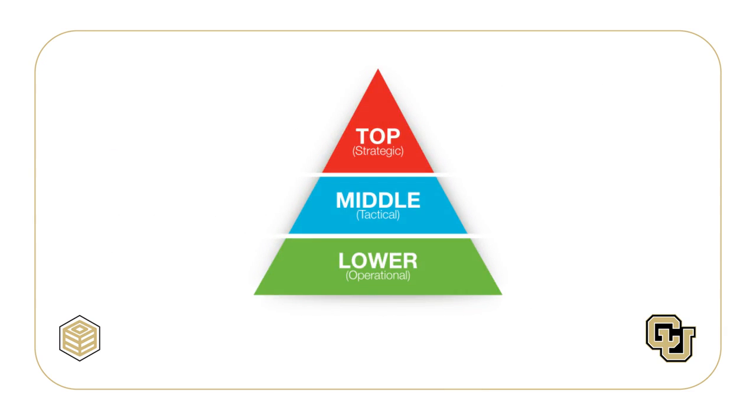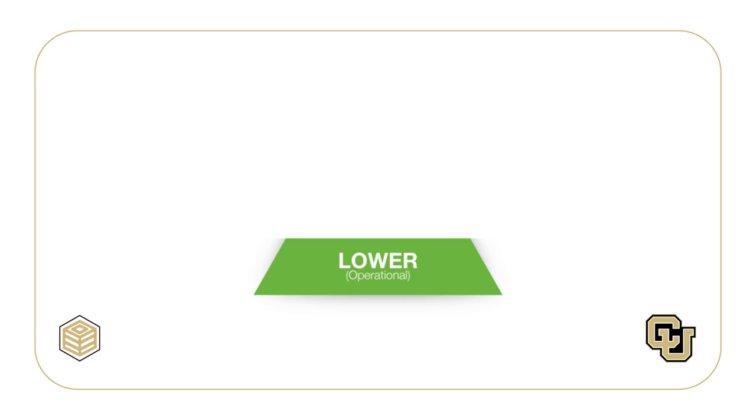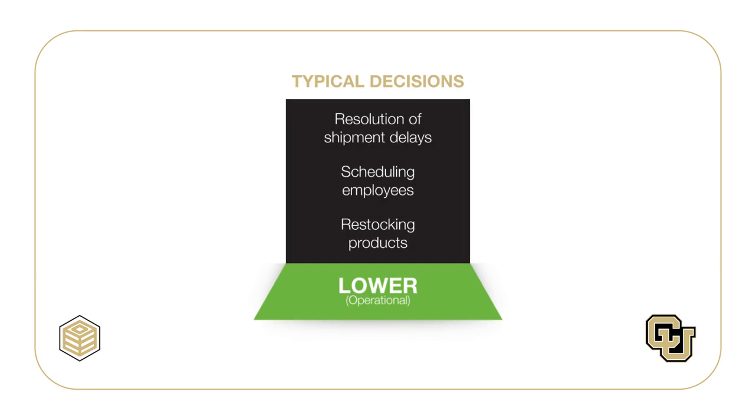The traditional decision-making hierarchy depicts management levels and volume of decisions at each level. Lower-level management deals with short-term problems related to individual transactions and daily operations. Typical operational decisions involve resolution of shipment delays, scheduling employees, and restocking products.